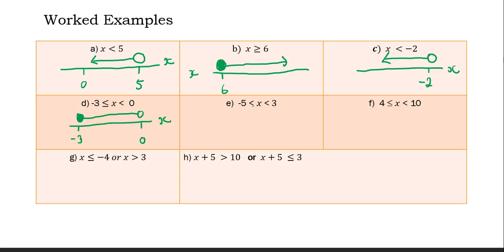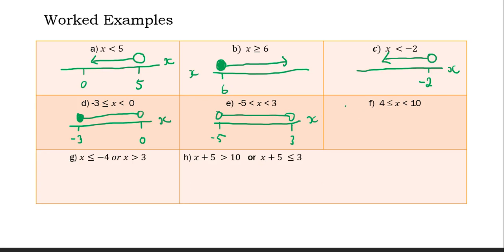Here's another one. Negative 5 is less than x, and x is less than 3. Okay, so on my number line, again, this will probably take some knowledge of your negative numbers. Just watch out for understanding how your negative numbers work. So that's between negative 5 and 3. Do your circles, join them, and then have a look at where it's equal to. There's no equal to sign, so we can leave it as is.